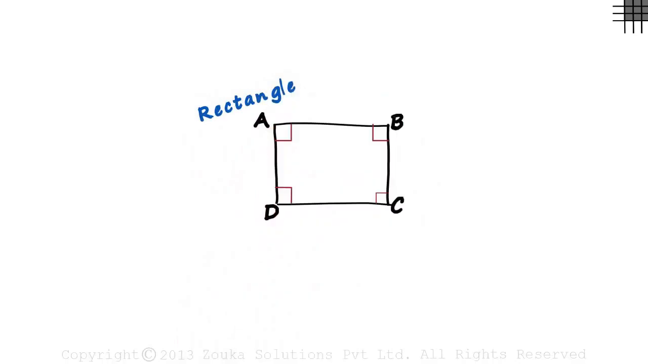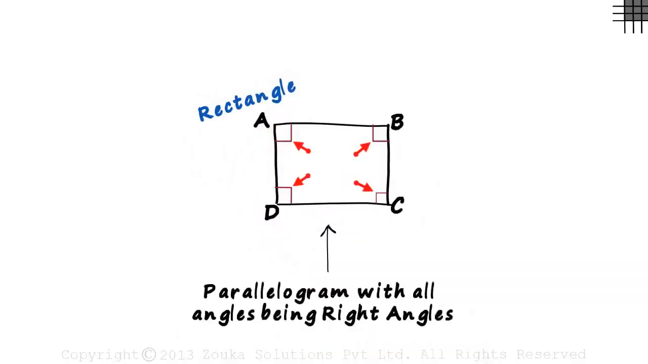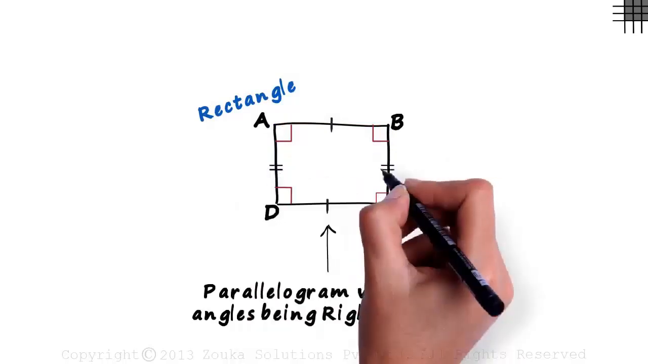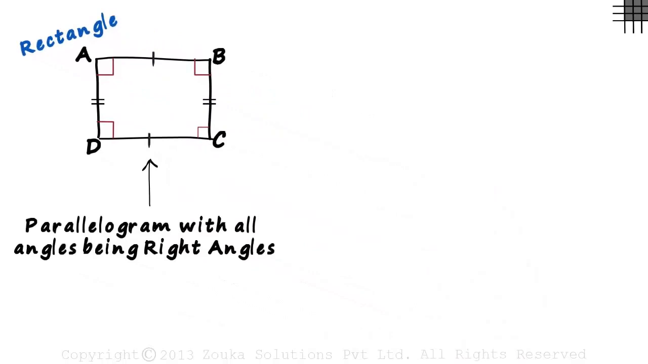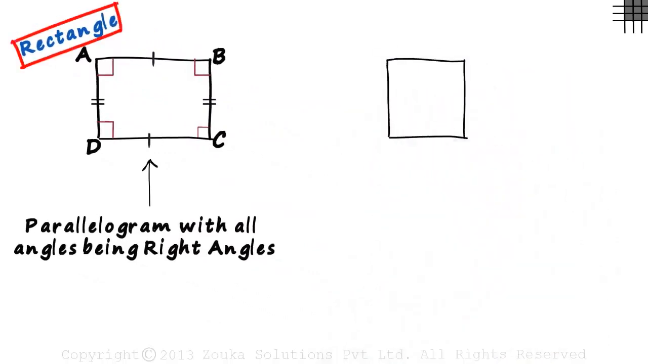This is how a rectangle can be defined. It is a parallelogram with all angles being right angles. Just like in a parallelogram, the opposite sides of a rectangle are equal. This side will be equal to this side and this side will be equal to this one. Now it gets even more interesting. This quadrilateral is a special case of a rectangle.